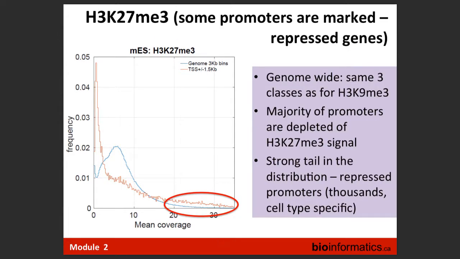Now, an interesting mark is the polycomb mark, H3K27me3. Again, it's anti-enriched genome-wide: the blue curve has the stronger peak, and the red peak is almost at zero. However, I have this long tail. So there are some promoters, some genes, which have strong H3K27me3 signal. And those are repressed or bivalent genes.